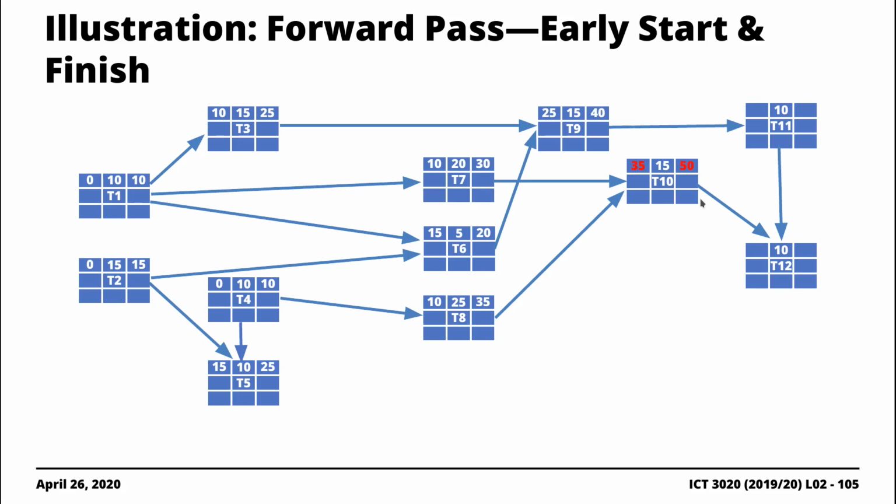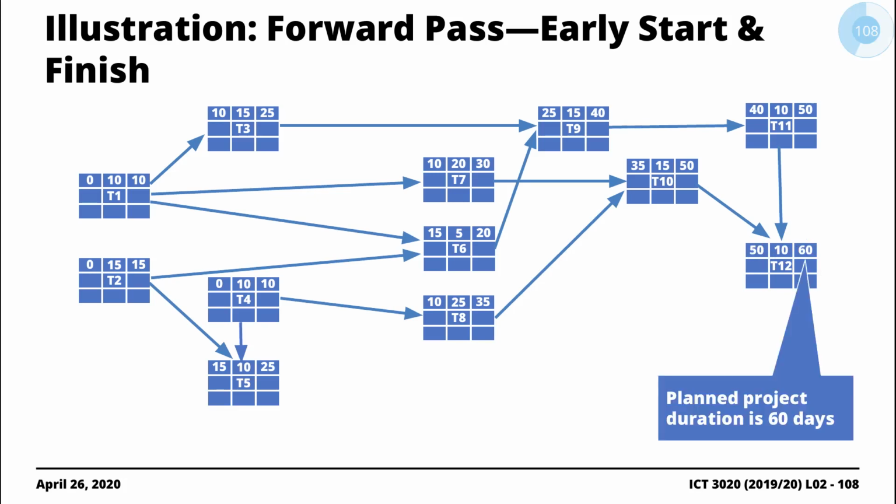We go to T11. T11 has a dependence on T9, yeah, so we just pull 40. Finally, T12 has a dependence on T10 and T11. We get the maximum. The maximum happens to be the same, so we just put 50 here. And then finally, we add 50 and 10 and get 60. 60 is, I guess, what we might call a magic number here. This is our duration. Our planned project duration would be 60 in this case.